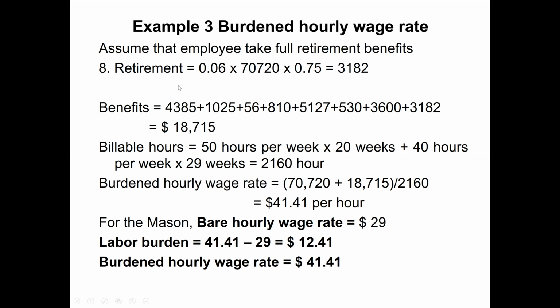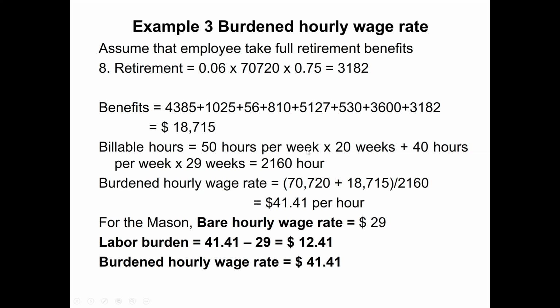Now we add up all these 8 items, and this becomes all the benefits. So in addition to his wages, the company is going to pay $18,715 for all his benefits, including Social Security, Medicare, federal unemployment tax, state unemployment tax, worker compensation insurance, general liability insurance, health insurance, and retirement. So the total benefit is $18,715.